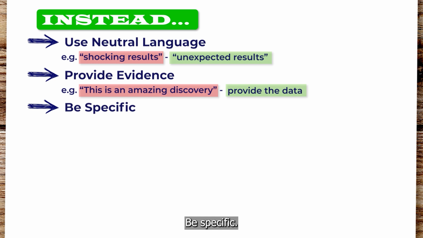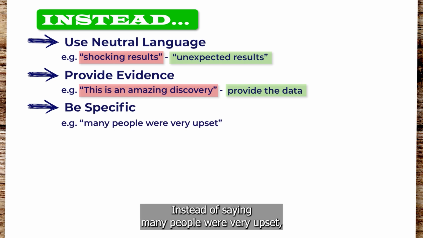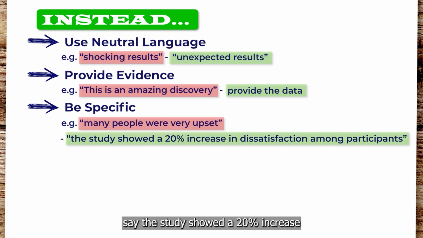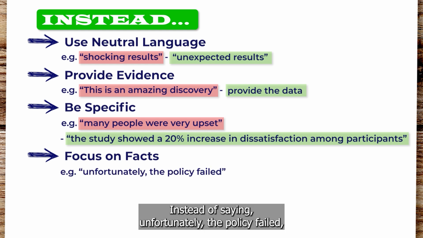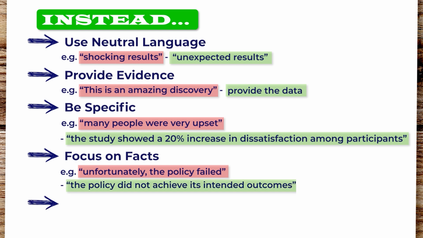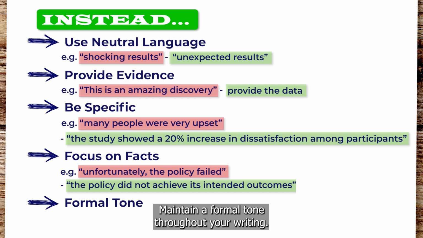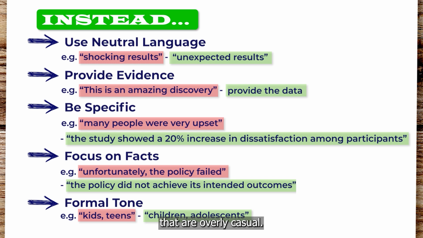Be specific. Avoid generalizations and be as specific as possible. Instead of saying, many people were very upset, say the study showed a 20% increase in dissatisfaction among participants. Focus on facts. Stick to the facts and avoid injecting personal opinions or feelings. Instead of saying, unfortunately, the policy failed, say the policy did not achieve its intended outcomes. Formal tone. Maintain a formal tone throughout your writing. Avoid colloquial language and phrases that are overly casual.